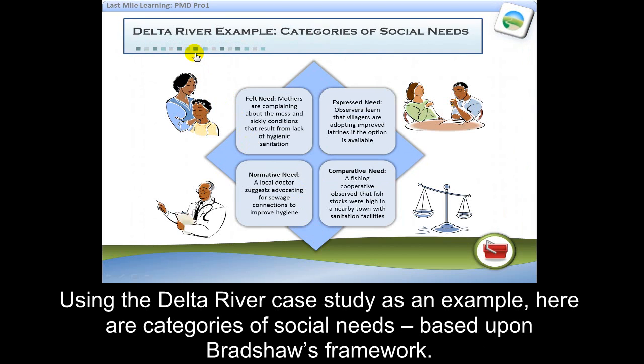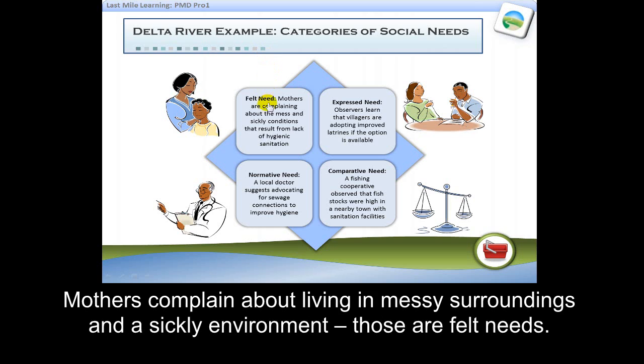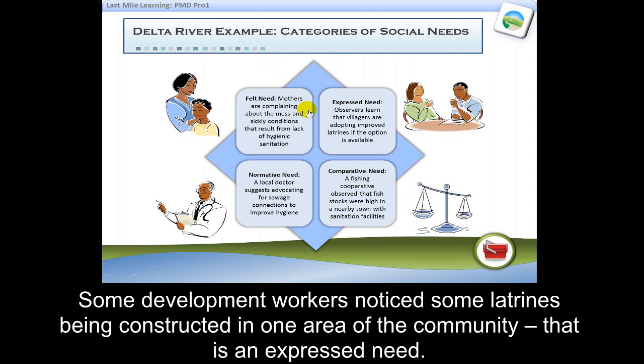Using the Delta River case study as an example, here are categories of social needs based upon Bradshaw's framework. Mothers complain about living in messy surroundings and a sickly environment. Those are felt needs. Some development workers noticed that some latrines are being constructed in one area of the community. That is an expressed need.